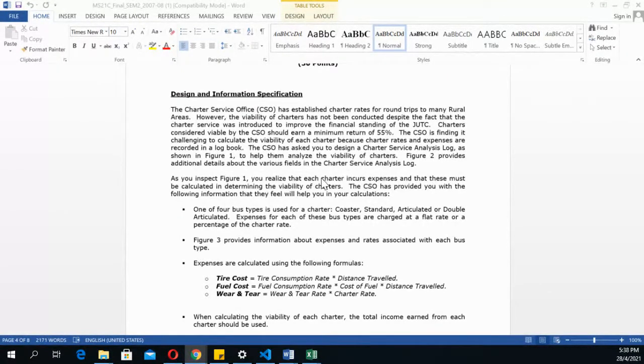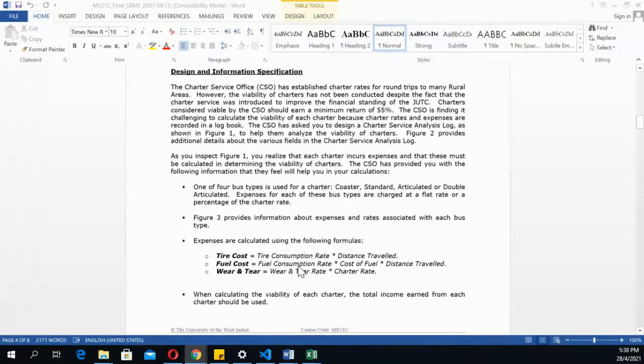So hopefully we would have gotten exactly what they're doing. They're trying to find out whether or not the charters are viable, right? And there are some costs associated with these charters. So these are the expenses. They have tire costs, and they gave us a formula for that. Fuel costs, they give us a formula for that. Wear and tear, and they give us a formula, right?